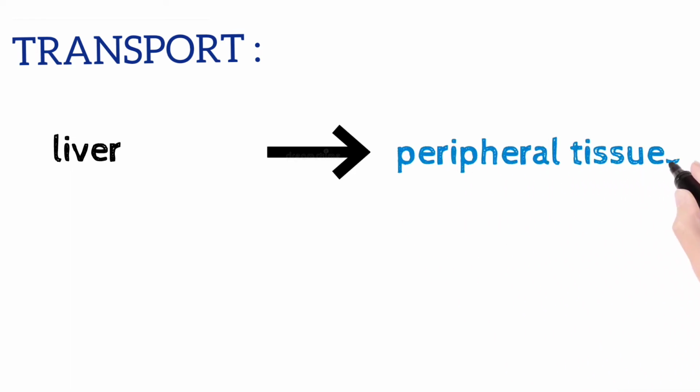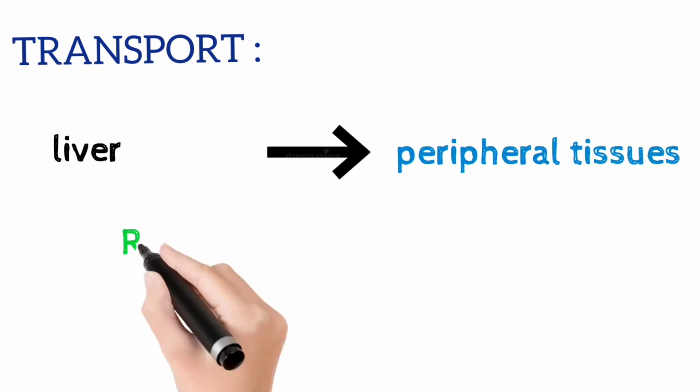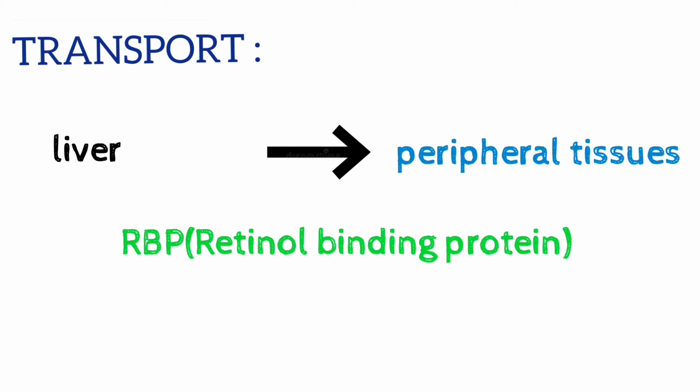Next, whenever required, this stored vitamin A should be transported from the liver to the peripheral tissues. How? With the help of a carrier protein called retinol binding protein in blood.